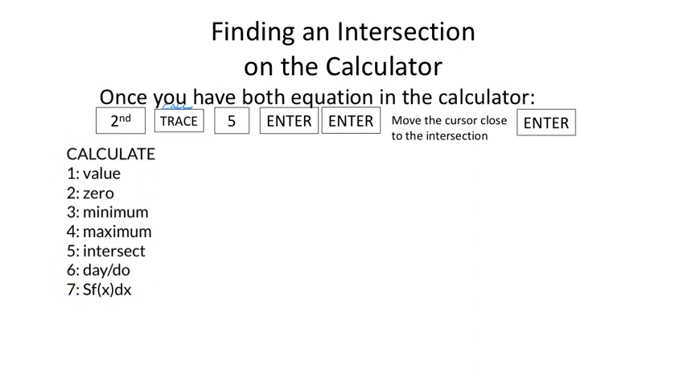What we want is the 5th operation there for our calculate in the calculator, which is why we push number 5. So you could just scroll down to number 5 and then push it, but if you push 5, it'll get you there quicker. So if I push 5, it takes me back to the calculator, and then at the bottom left it says first curve. So you push enter, and then you'd push enter again. That's the second curve. Now the next up, you'd move the cursor, just push left or right. So you get really close to the intersection, and then you push enter again.